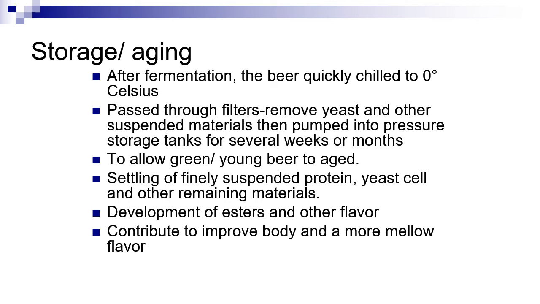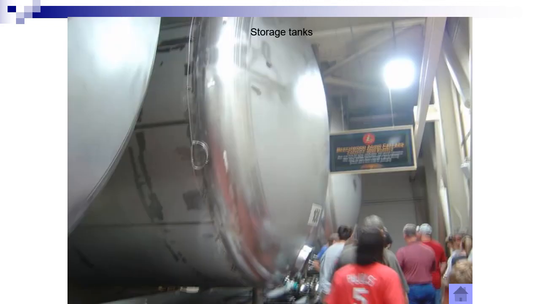It will allow green or young beer to age and settle for final suspended protein, yeast cells, and other remaining material. Development in this process also includes the development of esters and other flavors, and contributes to improved body and a more mellow flavor. Okay, this is a storage tank used to store or to age the beer.